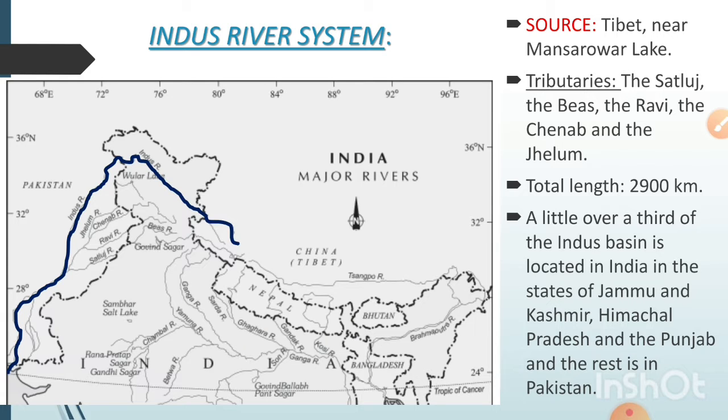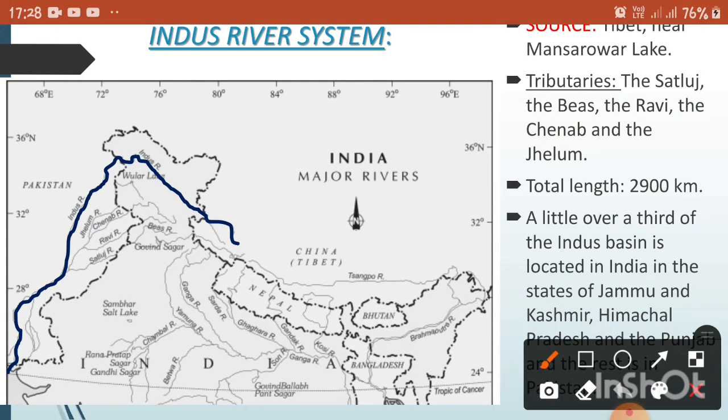The Indus river originated from Tibet near Mansarovar, and it flows in the west, and it enters India in the district of Jammu and Kashmir.